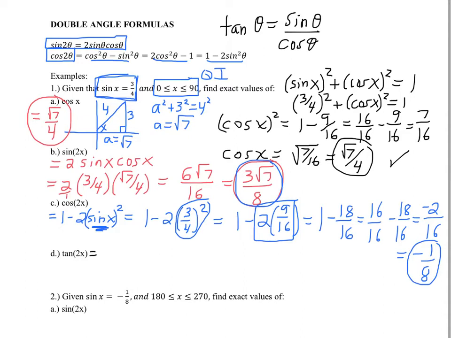Well, I've already found my sine and cosine. So if it's the tangent of 2x, it's the same idea, except now it would be the sine of 2x over the cosine of 2x. I found the sine of 2x from up above, right here we said it was 3√7/8. And then my cosine of 2x, I found that to be -1/8.